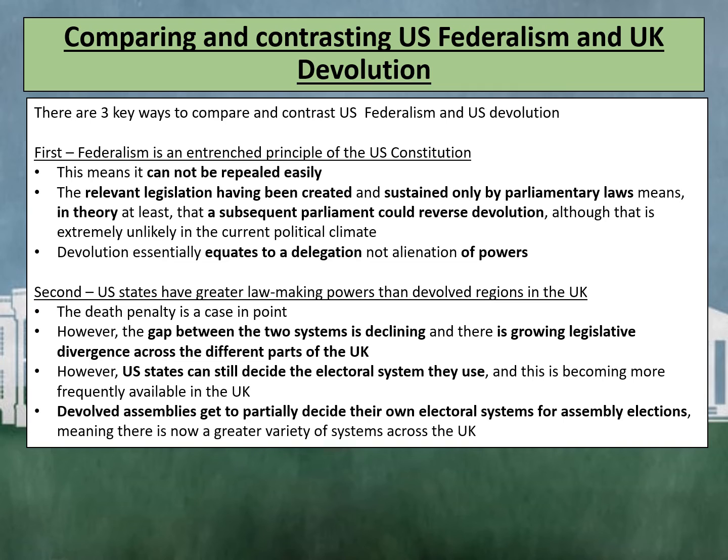Second, the US states have greater lawmaking powers than the devolved regions in the UK. The death penalty is a case in point. However, the gap between the two systems is declining, and there is growing legislative divergence across the different parts of the UK. However, US states can still decide the electoral system they use, and this is becoming more frequently available in the UK. Devolved assemblies get to partially decide their own electoral systems for assembly elections, meaning there is now a greater variety of systems across the UK.